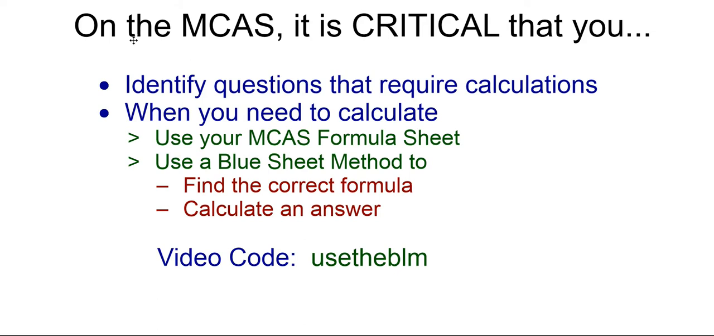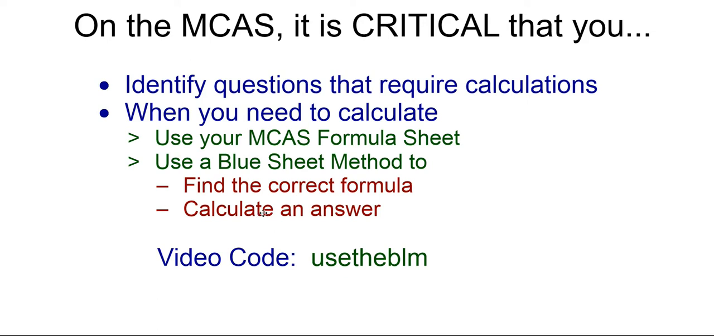Now, I'll repeat this on the MCAS. It is critical that you identify questions that need calculations. When you need to calculate, use your MCAS formula sheet. You must. If you don't, what formula are you going to use? What are you going to do? Just pick A, B, C, or D and guess? You've got to find the right formula. To do that, use your blue sheet method. So if you find the formula, then calculate the answer.